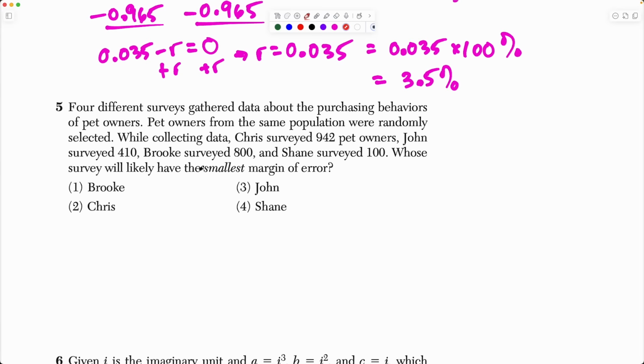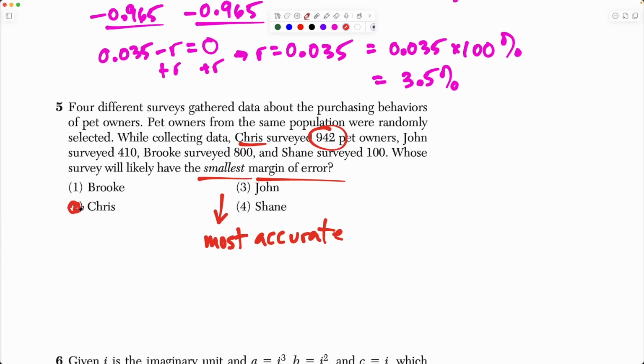For these types of questions, when I'm looking for who has the smallest margin of error, that means whose data or research here is most accurate. The smallest margin of error just means the least error possible, which means more accuracy. And with statistics, when you're trying to be as accurate as possible, the key is to have a bigger sample size to collect data from more people. It looks like Chris surveyed the most pet owners, so he is the most likely to have the smallest margin of error.